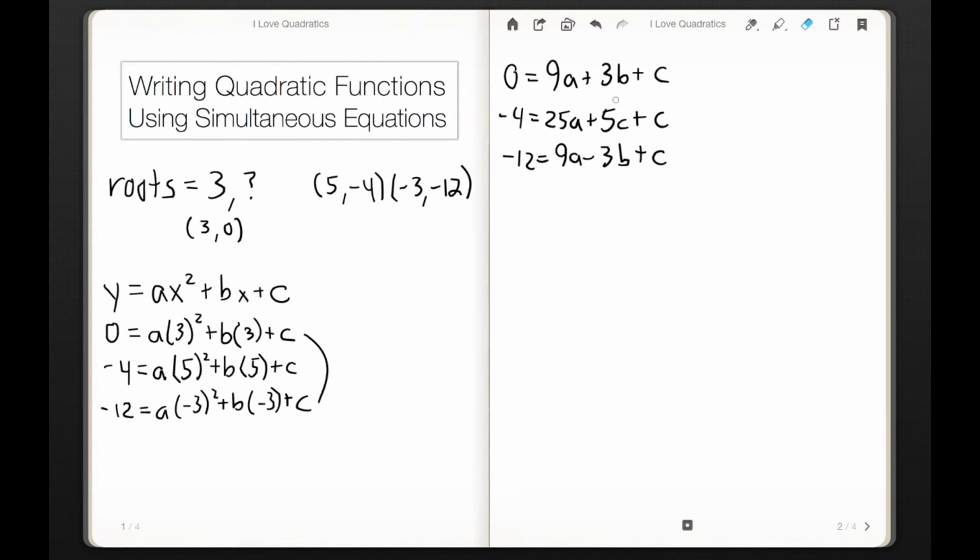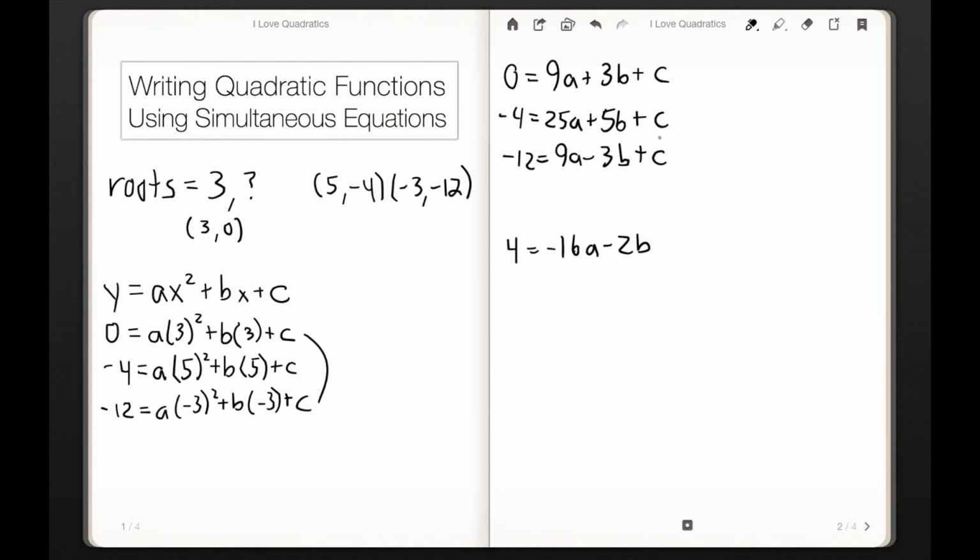So we can solve for each variable one at a time. The way we do this, in case you don't remember, is we have to eliminate one variable at a time. So is there a variable where we have the same number of that variable in 2 of these equations? Well, look at the first 2. We have 1c in both. So we can subtract the second equation from the first one to get rid of the c's. So we will have 0 minus -4 equals 4. 9a minus 25a is -16a. And 3b minus 5b equals -2b.